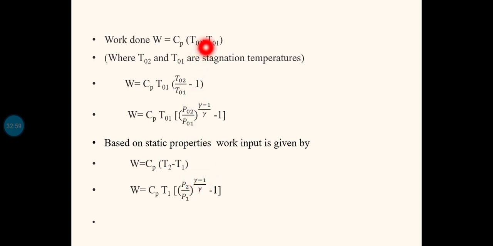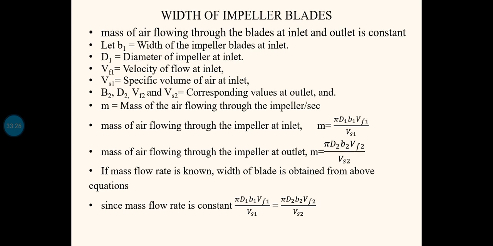So this is equation 1, this is equation 2, this is the third one, and this is the fourth one. These four equations are very important. If in a numerical problem stagnation conditions are given, then you can go for the first two equations. If static conditions are directly given, then you can use the third and fourth equations. So it depends on the properties given in the problem.